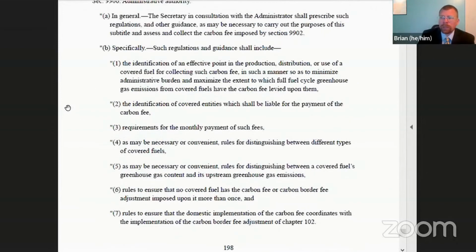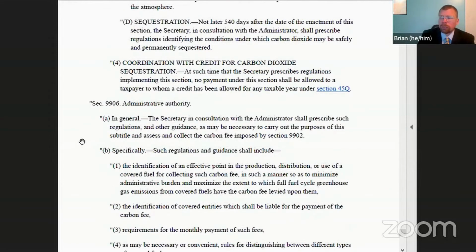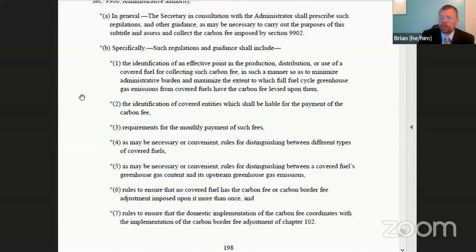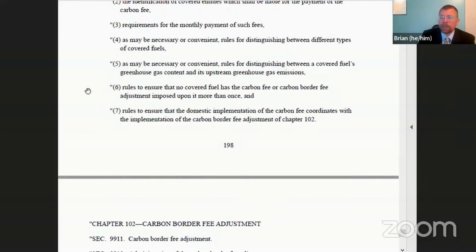9906 is the administrative authority. It's the standard stuff of what exactly they should be doing. Minimizing administrative burden, identifying who the entities are that are going to be liable for this tax, requiring monthly payments to make sure that nothing's getting taxed more than once, and making sure that the domestic implementation of the carbon fee coordinates with the carbon border fee that we'll talk about in Chapter 102. And so I think that covers my testimony for Chapter 101, and I'd be happy to answer any questions so far.